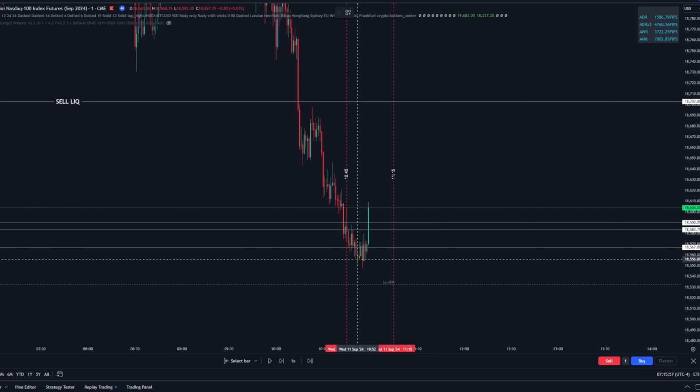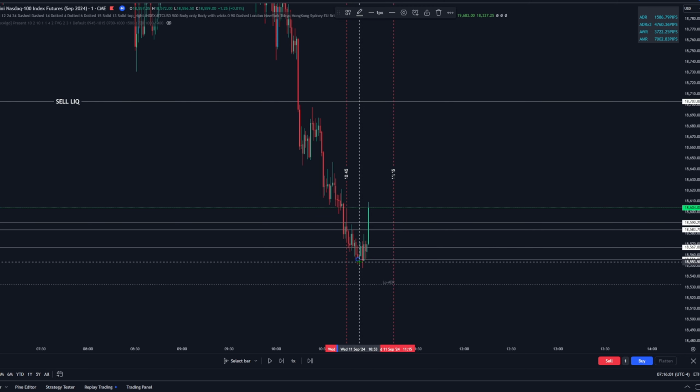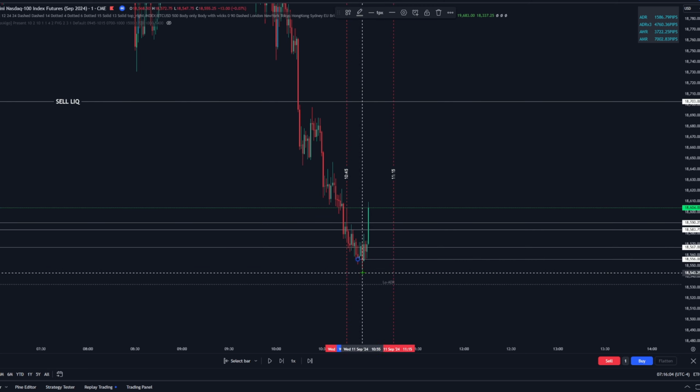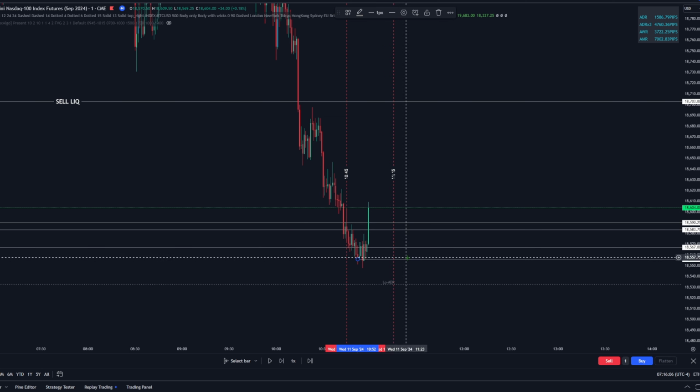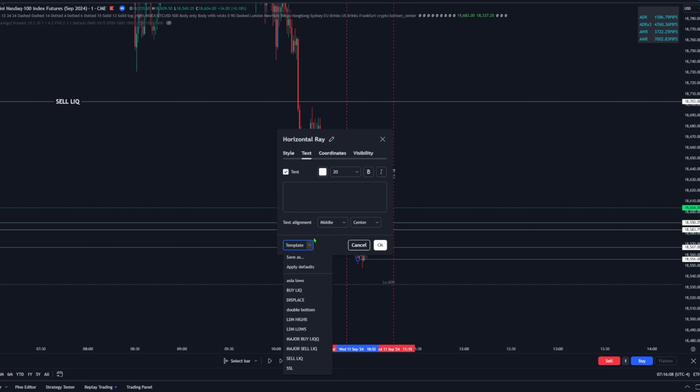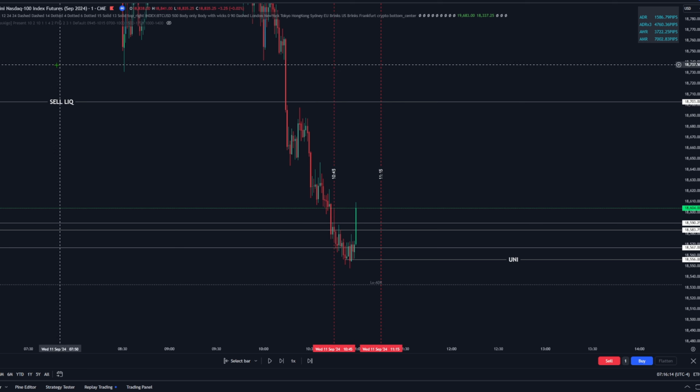So that essentially is your Uni setup. It's a short-term low, it's come up, and then it's tapped it one more time. So that is what the Uni consists of. Now we can mark that out as our Uni setup. And it's also, as you can see, displaced.